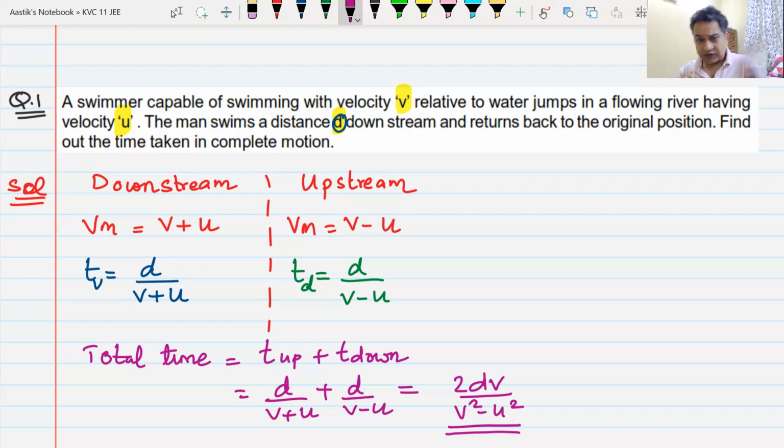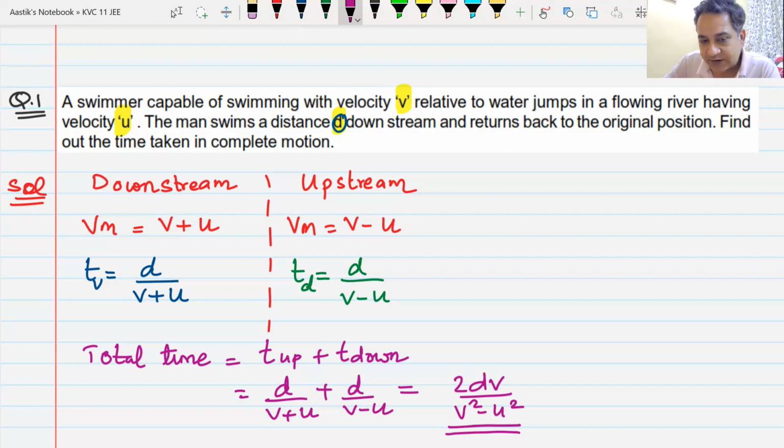In today's class, we have taken the upstream downstream problem, but that was a river-boat or river-man problem in one dimension. He was moving along the river flow. Now what will he do? He will try to cross the river. So that will be river crossing problems. We will be doing these river crossing problems in the next class. I hope you have understood this. If you have any doubts, you can ask me. Else we'll wrap it up.